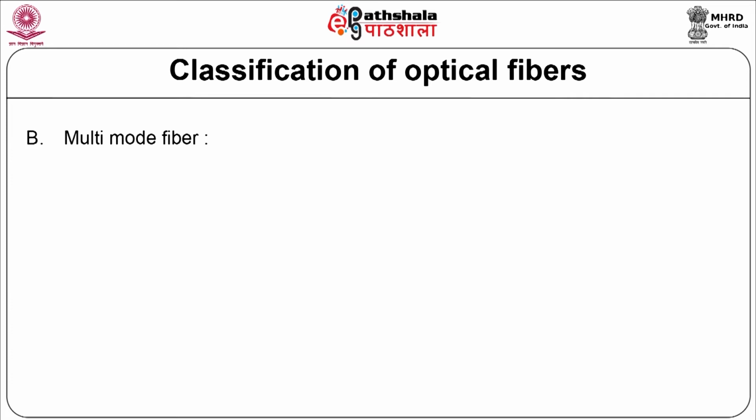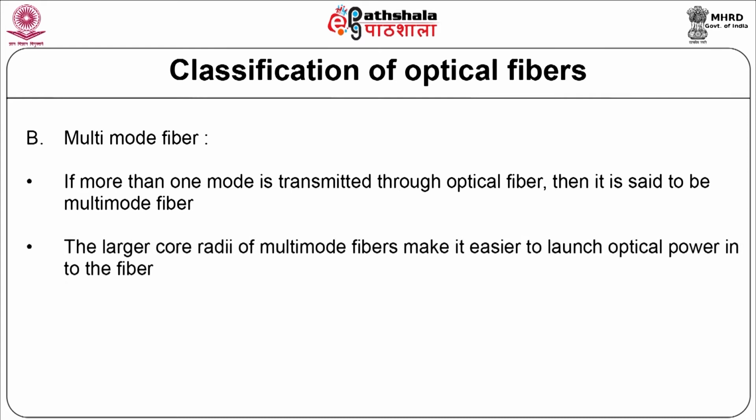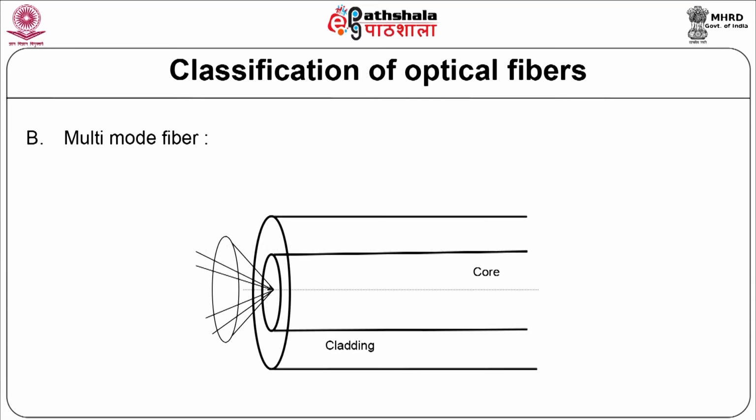Multi-mode fiber. If more than one mode is transmitted through the optical fiber, then it is called multi-mode fiber. Generally, these fibers have larger core radii in order to make optical power easily launched into the fiber. As you see in the diagram, a number of rays enter the optical fiber and propagate through it due to the total internal reflection phenomenon.